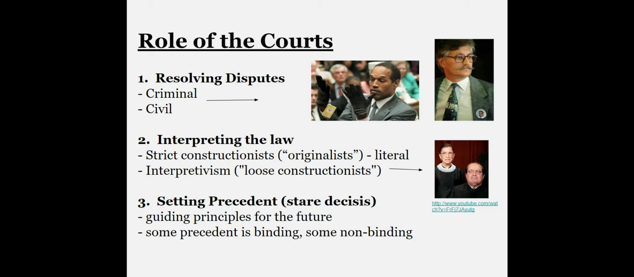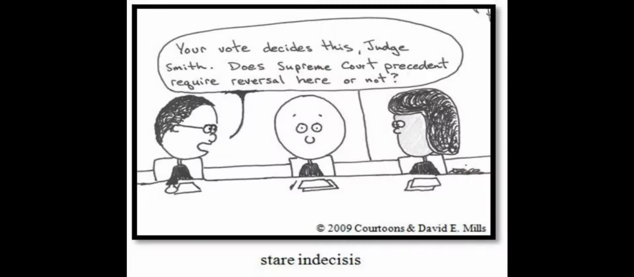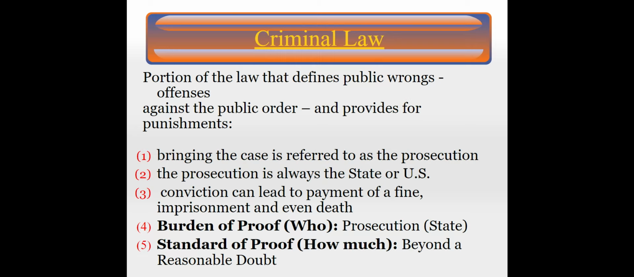So, on to resolving disputes. There are two areas of law when we talk about this function of the court. If the dispute is between government and an individual, we are in the realm of criminal law. Criminal law is that portion of the law that defines public wrongs. In that regard, it overlaps with substantive law. There is language that is particular to criminal law.